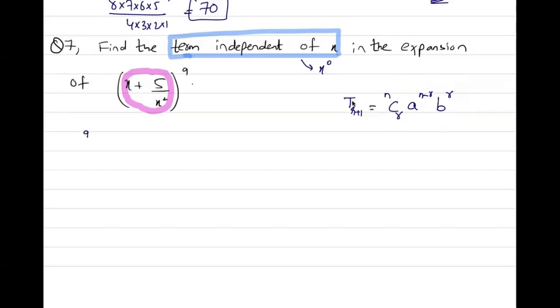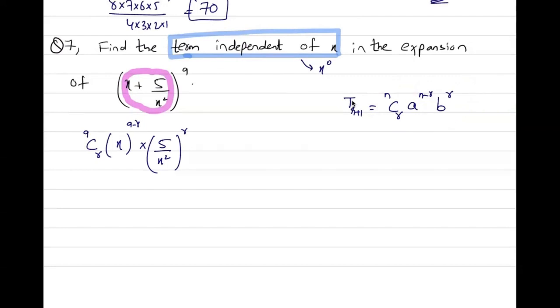So the n value is 9, so 9Cr. I don't know what the value of r is for which I'm going to get the term x to the power of 0. So that is what I need to find out. 9Cr, the first term is x, which is going to be to the power of 9 minus r. The second term is 5 upon x squared, which is going to be to the power of r. So 9Cr times x to the power of 9 minus r times (5 upon x squared) to the power of r.